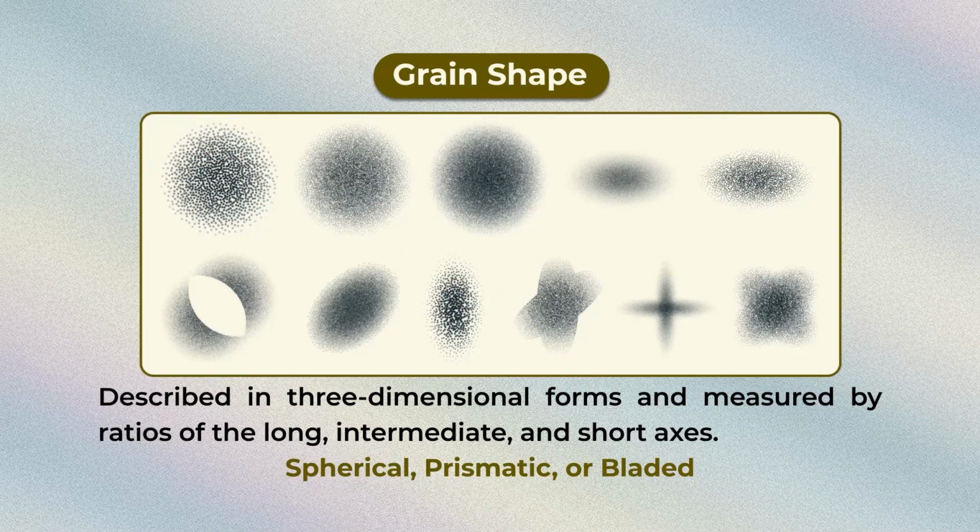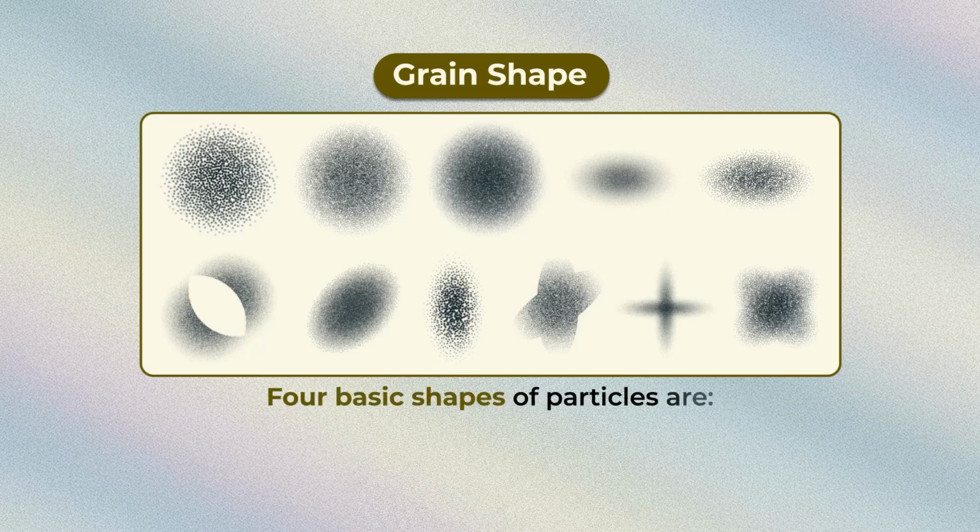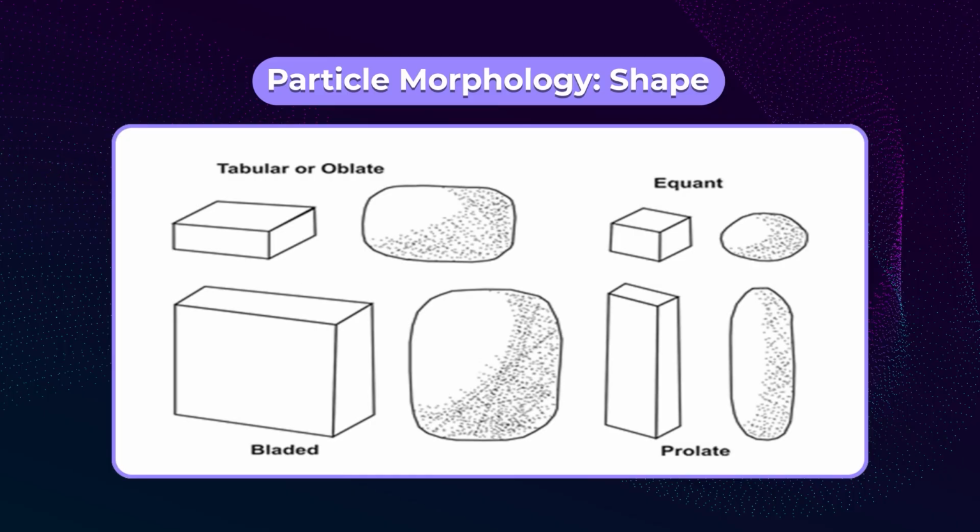Then we come to another property besides size, which is shape. It describes grains in three-dimensional form and is measured by a ratio of the long, intermediate, and short axes. So grains could be spherical in shape, prismatic, or bladed. The sedimentologist Zingg classified these rocks based on the relative lengths of the longest, shortest, and intermediate axes. The four basic types of particles are, as I told you just now, tabular or oblate, equant, bladed, or prolate.